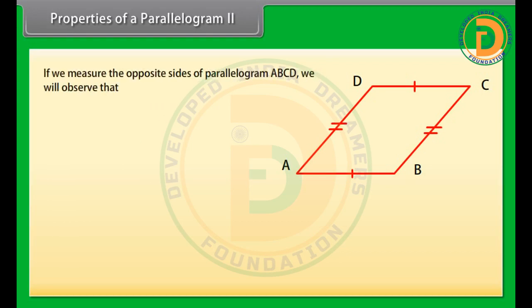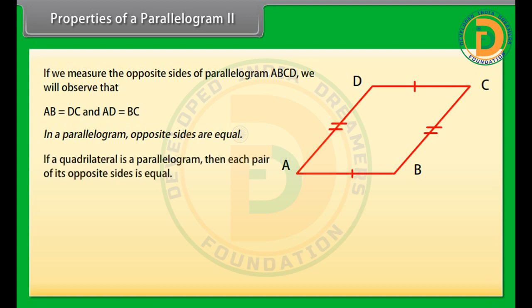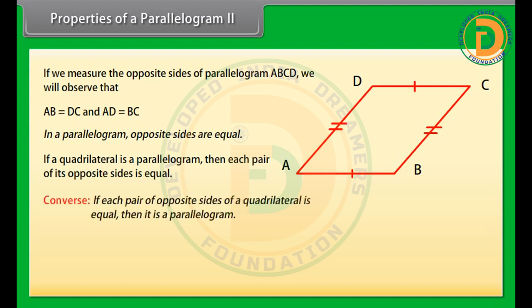If we measure the opposite sides of a parallelogram ABCD, we will observe that AB is equal to DC and AD is equal to BC, which is another property of a parallelogram. It says that in a parallelogram, opposite sides are equal. This theorem can also be stated as: if a quadrilateral is a parallelogram, then each pair of its opposite sides is equal. The converse of this theorem results in another property.